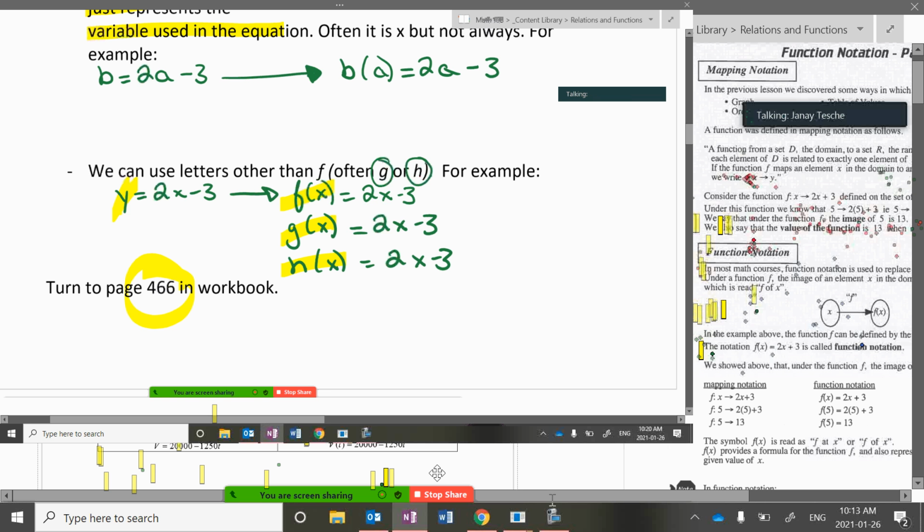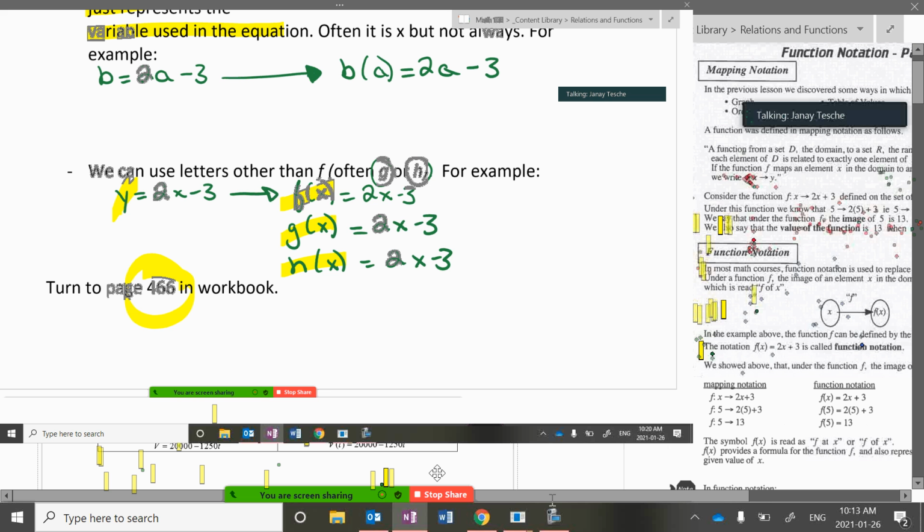What if it's like y for p? Then you'd use p in your brackets. Whatever the variable is, that's what goes in brackets.